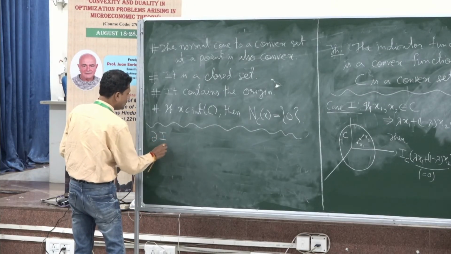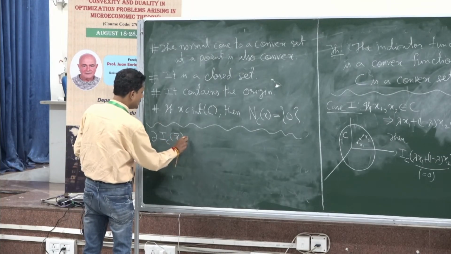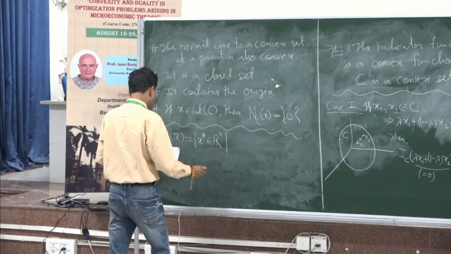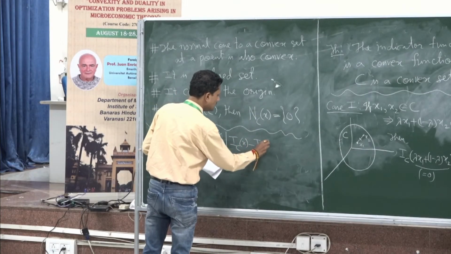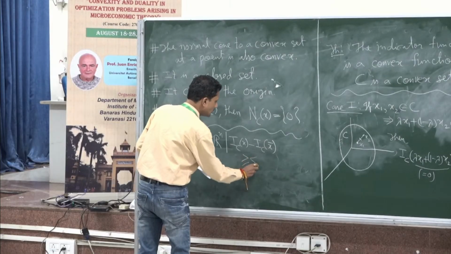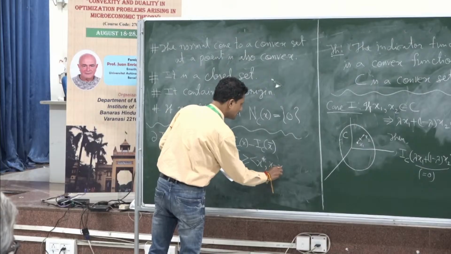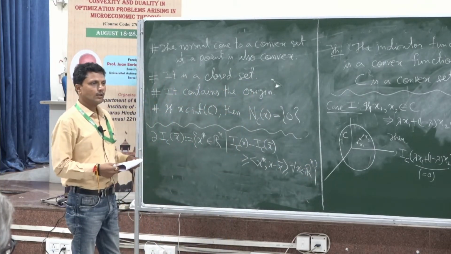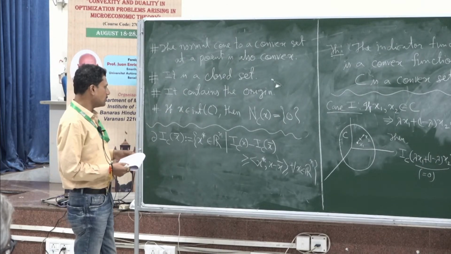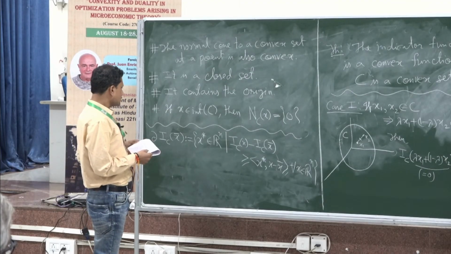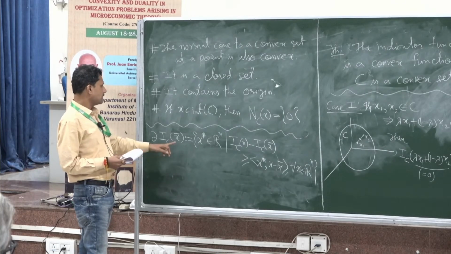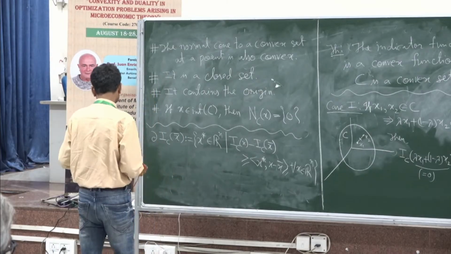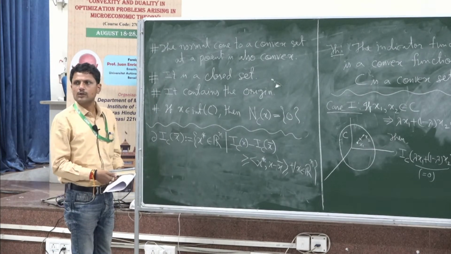This subdifferential of the indicator function at any point x bar is defined as the set of x star in Rn such that I_C(x) minus I_C(x bar) must be greater than or equal to x star inner product x minus x bar, and this is true for every x in Rn. Why? Because it is defined over all of Rn. The domain of the indicator function is all of Rn, so it should be all of Rn. Now we may have two conditions: when this x bar belongs to C and when this x bar is outside C. This is the definition of the subdifferential.